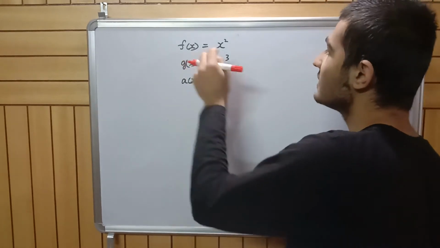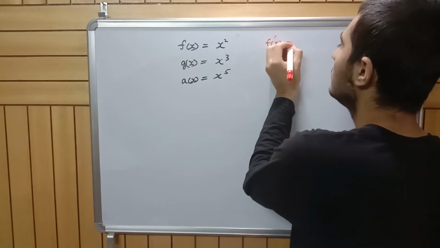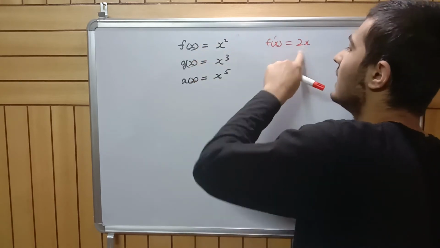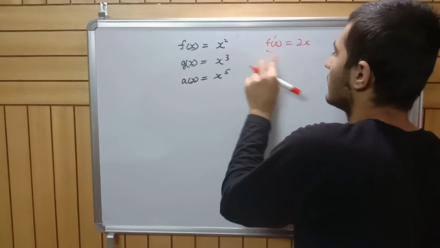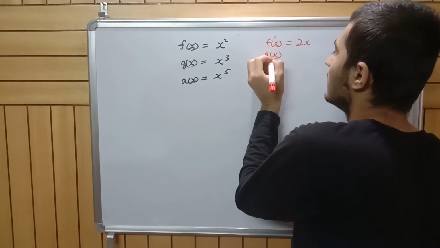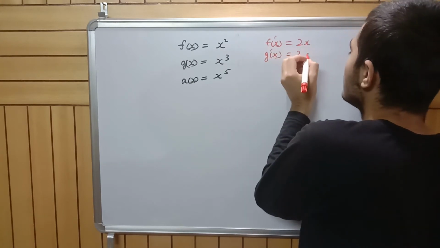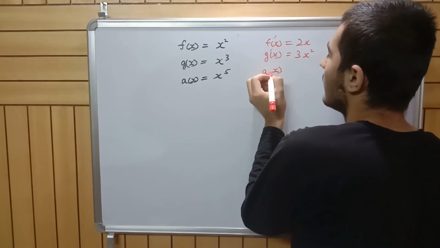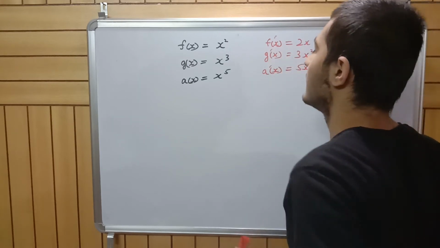So we can differentiate this using the power rule, and we just saw that we get f prime of x, the derivative, equals simply 2x. So you get the power at the coefficient place and reduce the power by 1. You get here the derivative comes out to be g prime of x equals, so you get at the coefficient place the power, reduce the power by 1, so you get 3x square. And then you have a prime of x equals 5x raised to power 4. I hope that is simple, right?